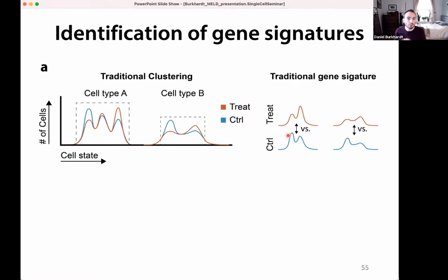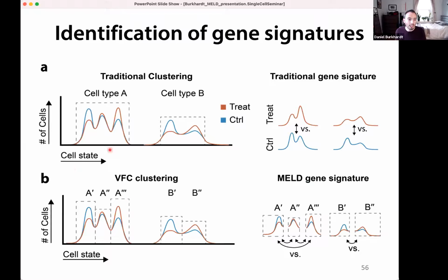But what you can do with vertex frequency clustering and MELD is actually take that cluster, separate it up into functionally distinct subclusters, or at least transcriptionally distinct subclusters, and now do comparisons between each of these subclusters to identify a gene signature. And this is really important because what we're seeing in real data is that transcriptionally clustering just based off of global transcription sometimes means that you have subpopulations of cells with different responses, like some are enriched, some are depleted, some are unchanged in the treatment condition relative to control. And this now gives us a new way to identify gene signatures.